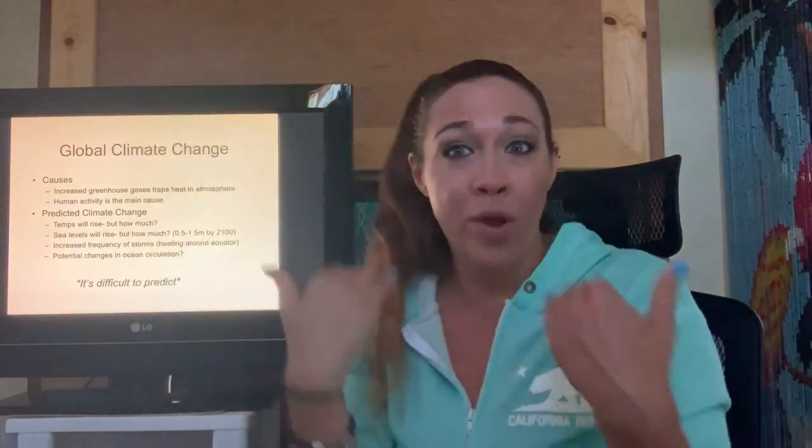And yes, the Earth does have natural fluctuations. Yes, our CO2 levels rise and drop. But nowhere near the levels that we're at right now. Normal fluctuations would be fluctuating, fluctuating, fluctuating. We're here. Okay, that's not a normal fluctuation. That's physically impossible for the planet to do without our help.